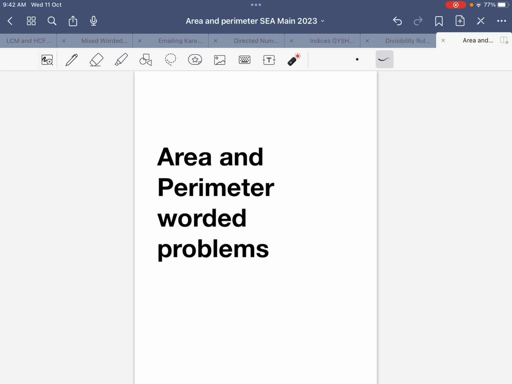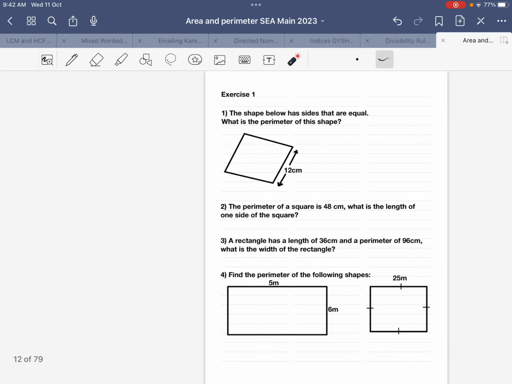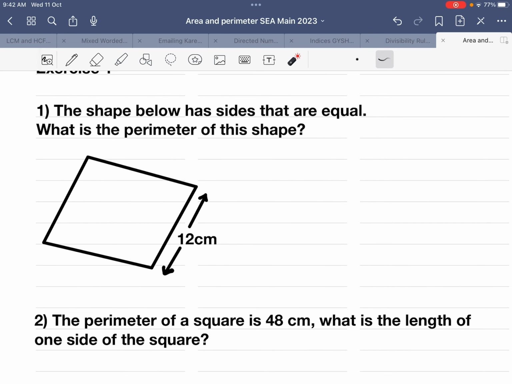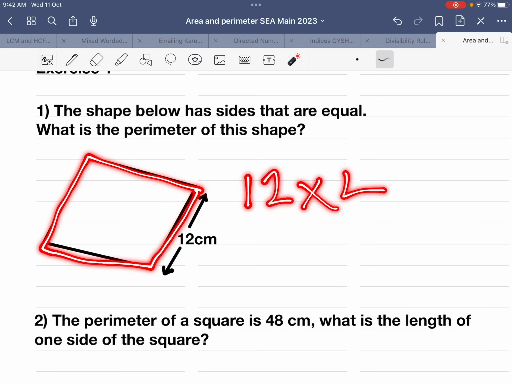Next, we have area and perimeter word problems. Again, you can pause the video and attempt the questions if you are able to do so. Number 1, the shape below has sides that are equal. What is the perimeter of the shape? So that will be 12 plus 12 plus 12 plus 12, or 12 times 4, which is equal to 48 centimeters.